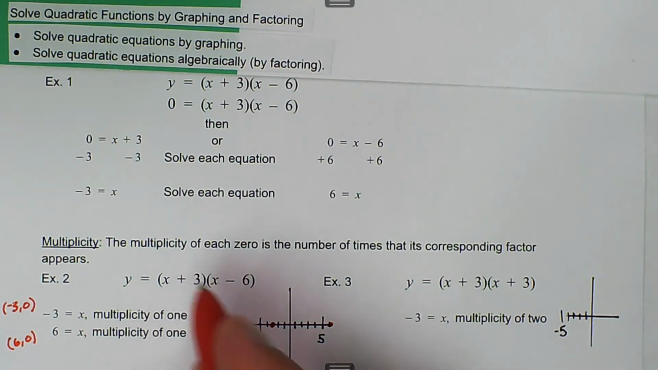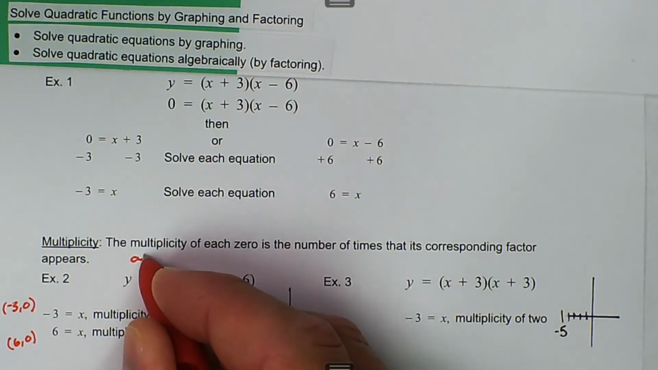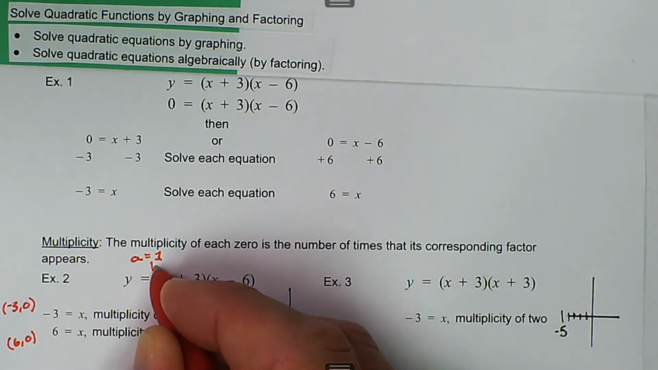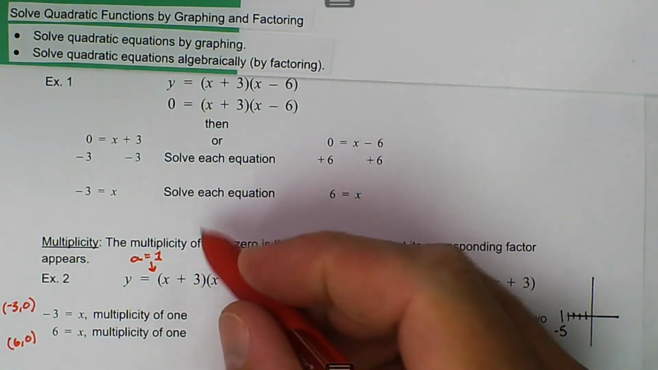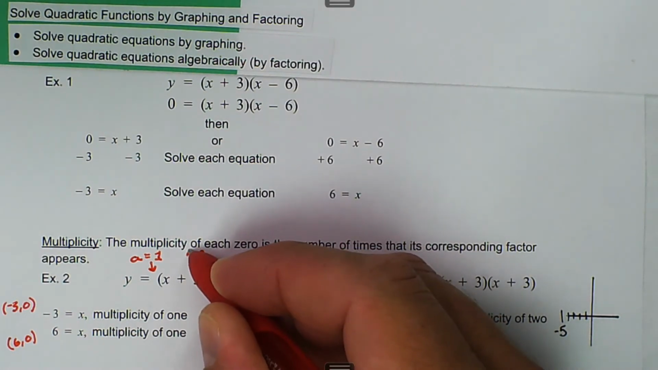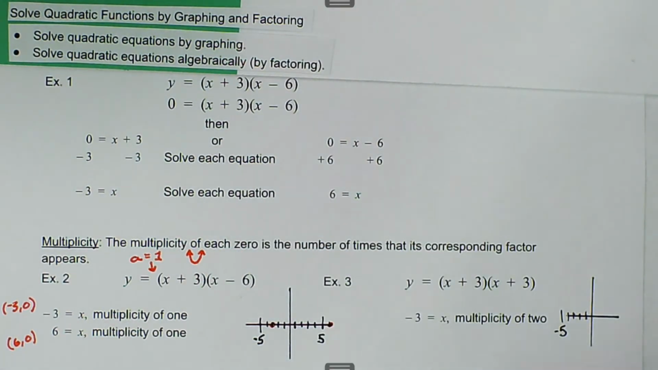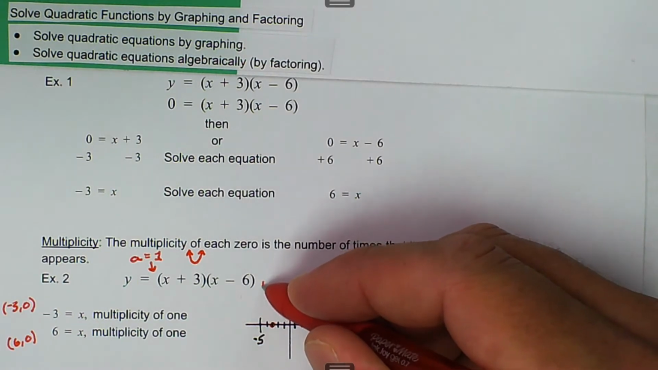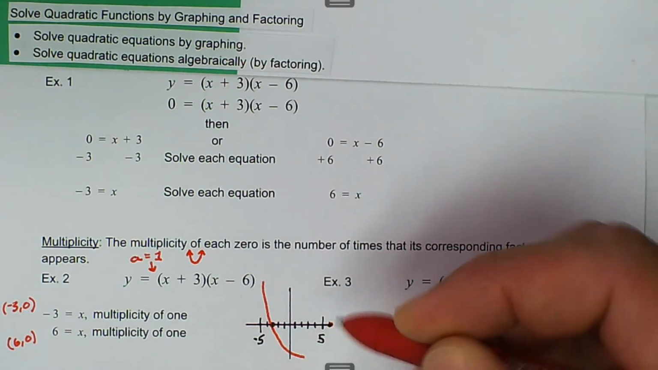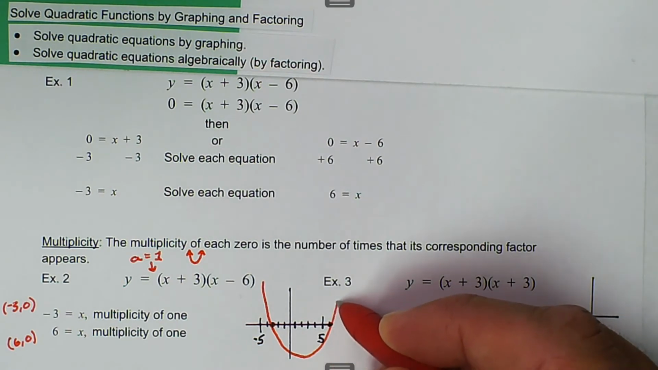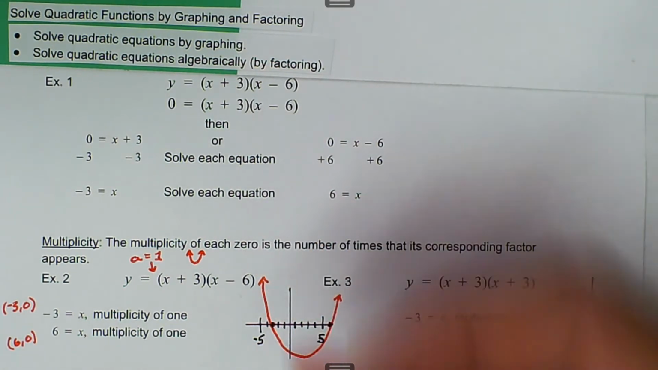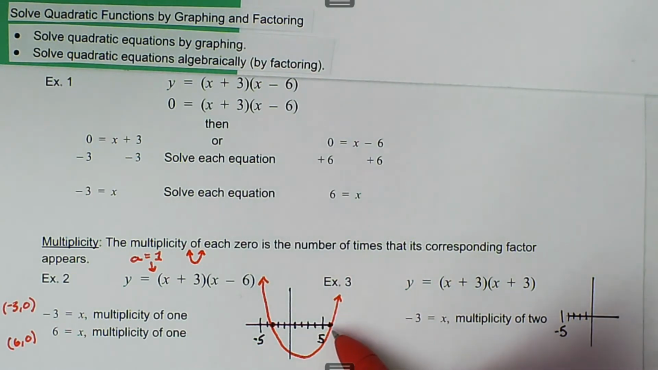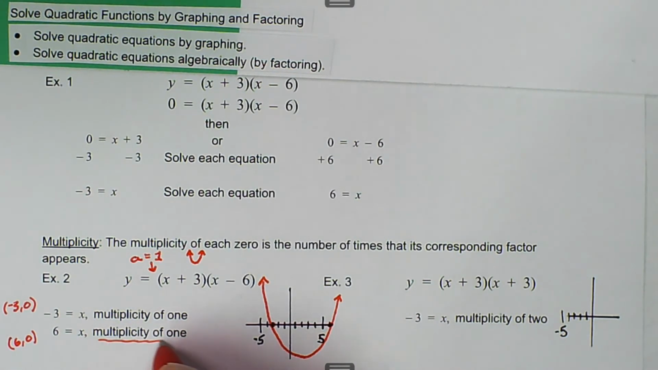We can also look at our a value here. That will also help us. So in this case, a is equal to 1. So that tells us that our parabola is going to open like this. So I can make a quick sketch here where I just draw through my two zeros. And then we can see that if we have a multiplicity of 1, our function is going to cross the x-axis.